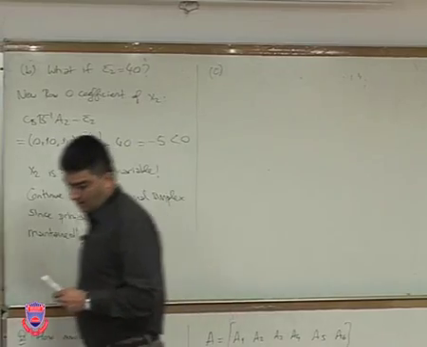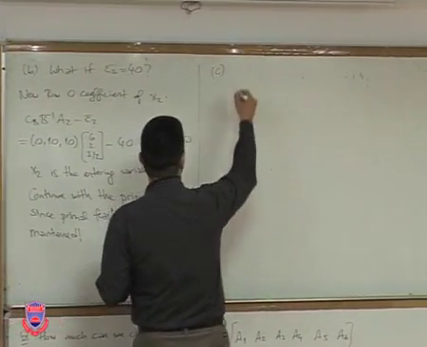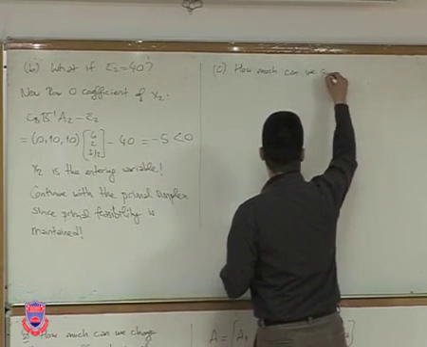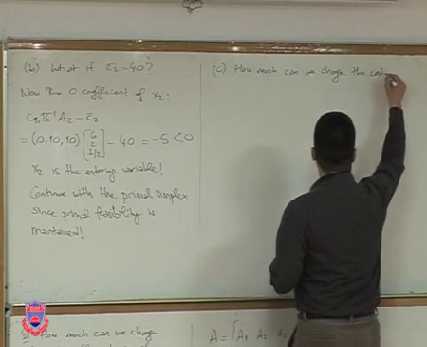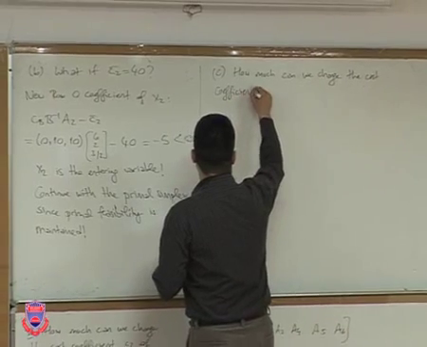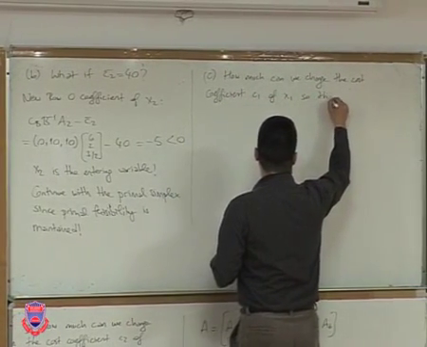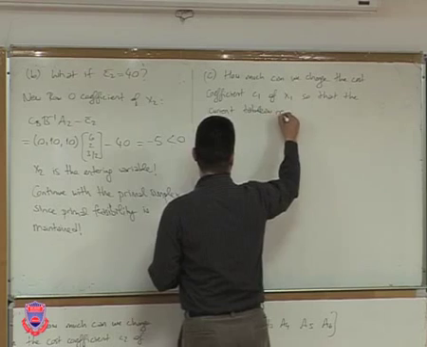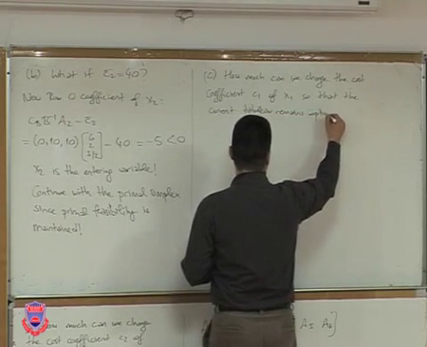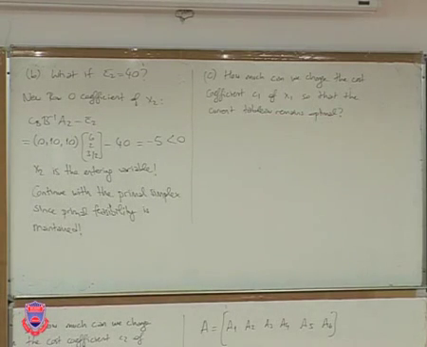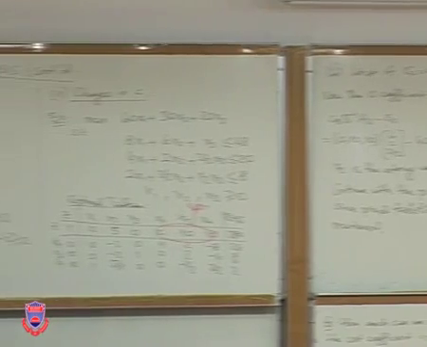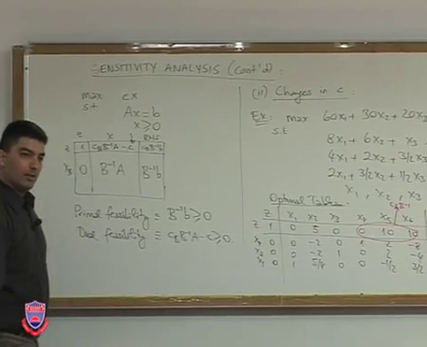So this is part C, let's say. How much can we change the cost coefficient C1 of x1 so that the current Tableau remains optimal? So now instead of changing, let's say C2, I'm changing the cost coefficient of x1. So my question is, for which values of C1 will the current solution remain optimal, basically, okay?